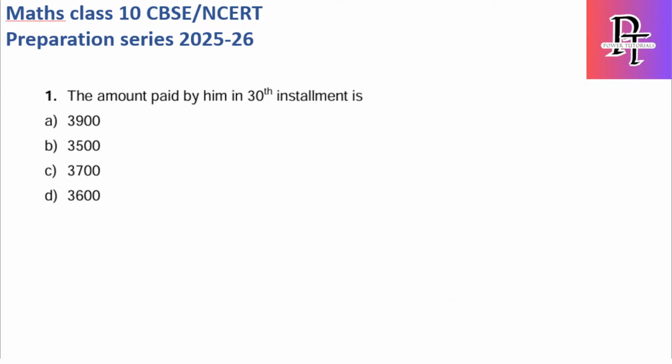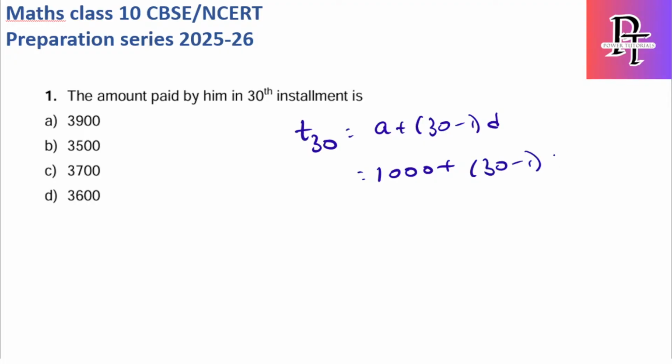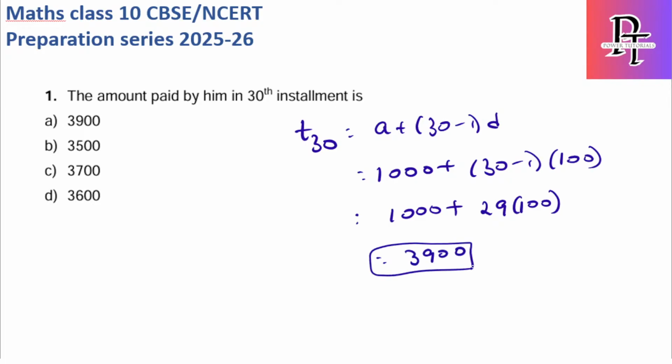Now let's see what they are asking. Amount paid by him in the 30th installment. So simple, T30 they are asking. Same formula, a plus 30 minus 1 into d, a plus n minus 1 into d. A value is 1,000, 30 minus 1, into d value 100. So it will be 1,000 plus 29 into 100, which is nothing but 1,000 plus 2,900, which is 3,900. He will pay 3,900 at the 30th installment. Okay, next move to the second one.